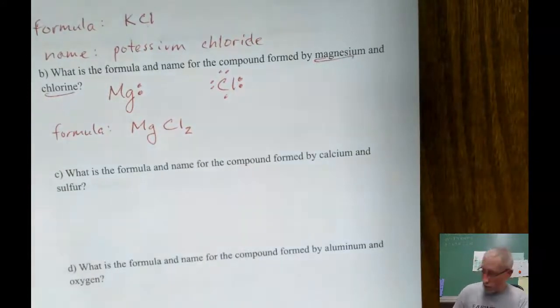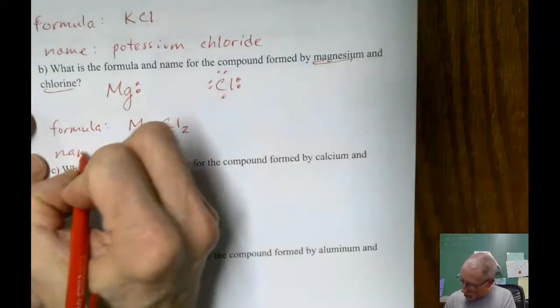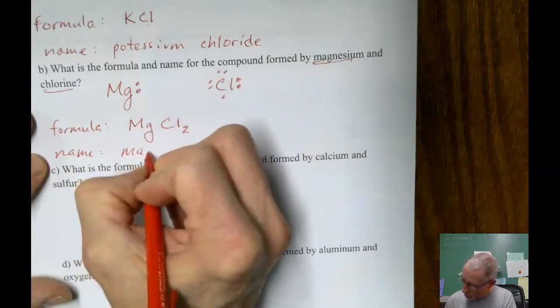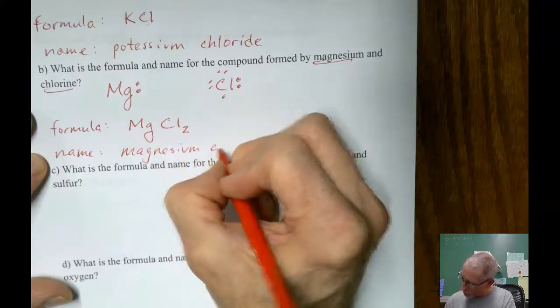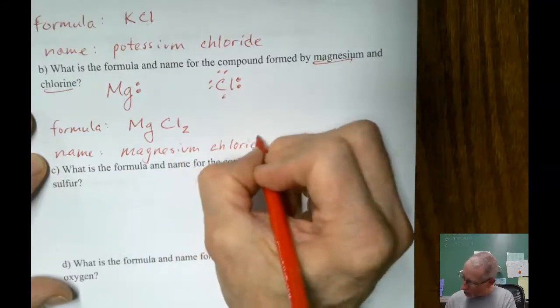And what is the name? The name is magnesium chloride. You don't have to worry about the numbers in the name. Just change the ending of the nonmetal to IDE and you're good.